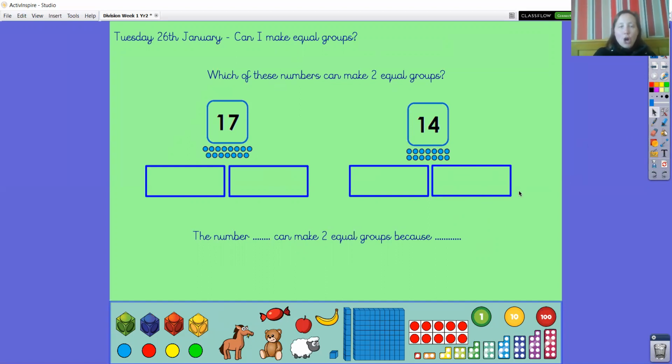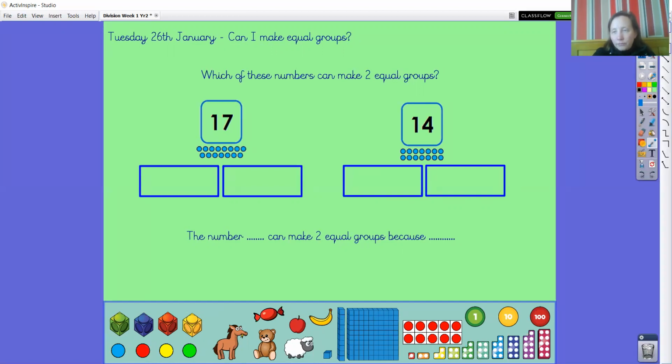Now, can you remember our even numbers all had a partner? And if I carefully draw a line down the middle here, and draw an arrow, can you see I've got 1, 2, 3, 4, 5, 6, 7, I've got 8 here, and I've got 1, 2, 3, 4, 5, 6, 7.